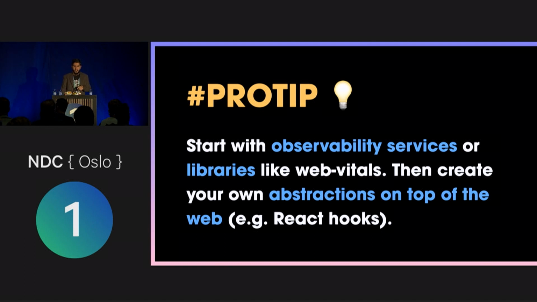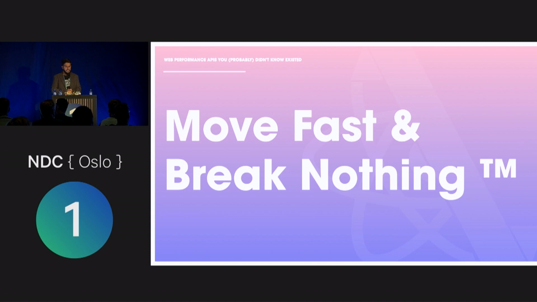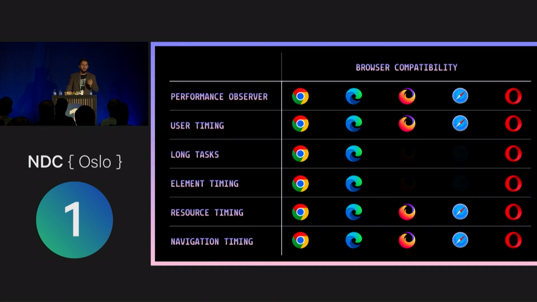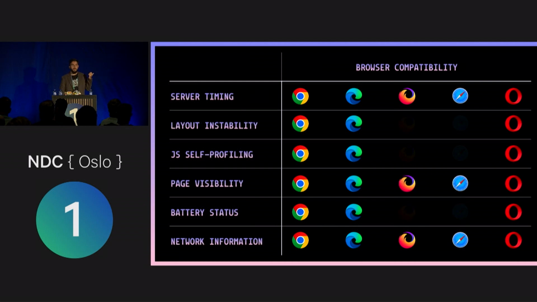And this is related to the next part, which is move fast and break nothing. So yeah, you got the reference. Some of these APIs are available in only a subset of browsers. They're not available in Firefox and Safari, for example. Some of them are available everywhere. And you might be wondering, how can I use them if I have users from different browsers?